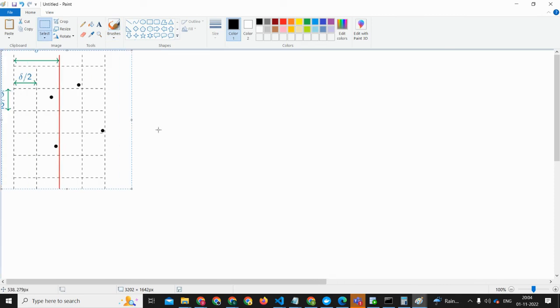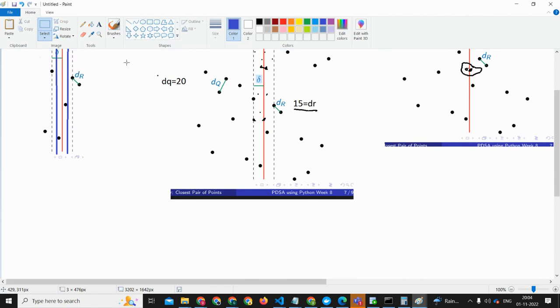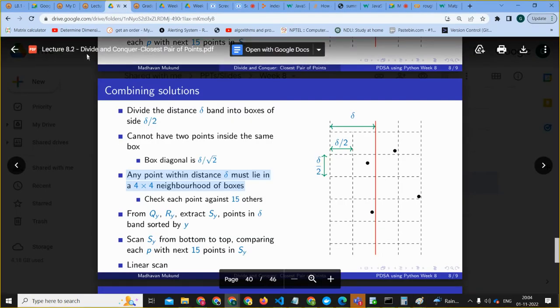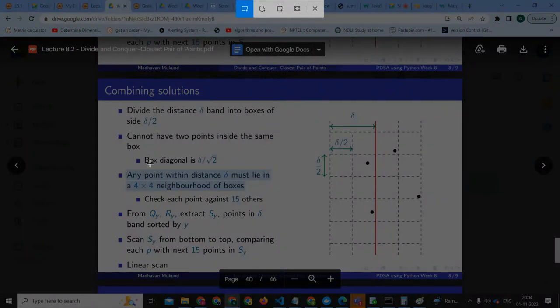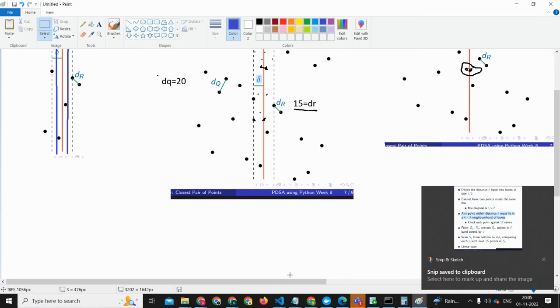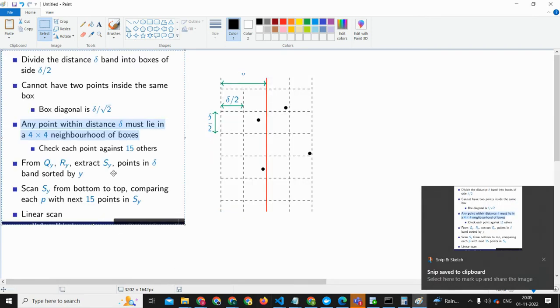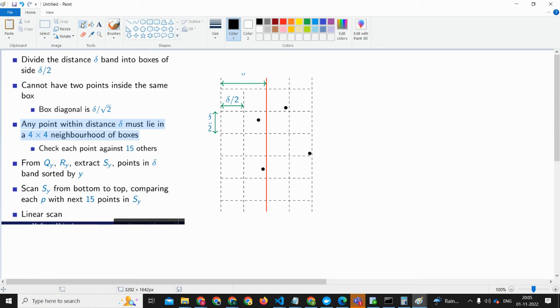Okay. So what was the point saying? I'll explain this now. I think I got it. So check each point against 15 others. That's okay, I'll just take this along also. All right. So where are we? Check each point against the 15 others.